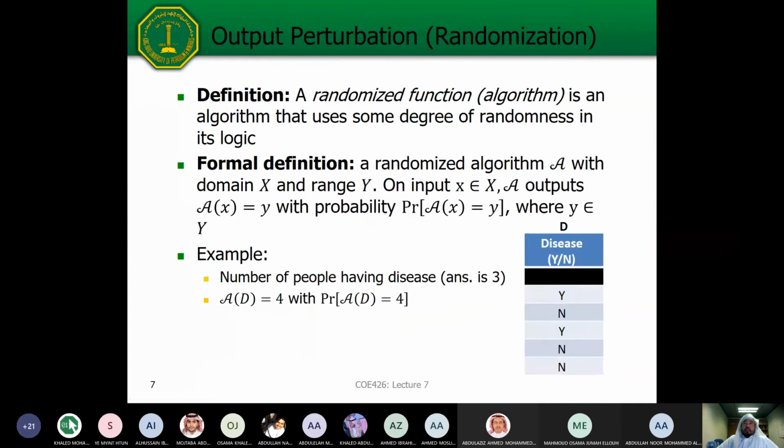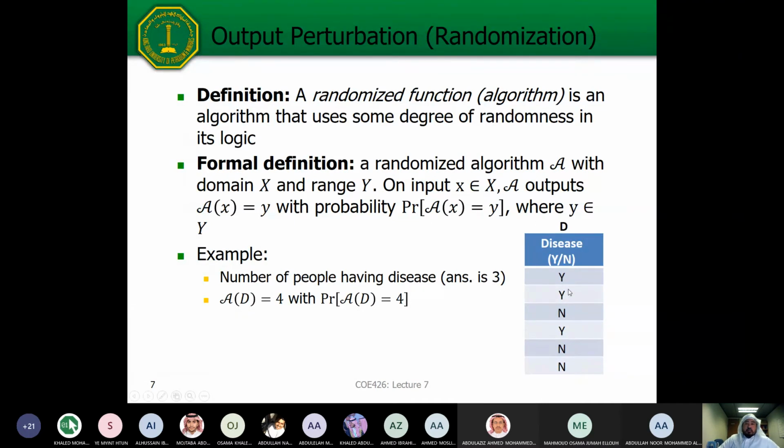I have an example here. Suppose that I have a table here. I'm not really interested in all the columns except one column, which is disease: yes or no. Now, the query is, give me the number of people having this disease. So I will give it to this randomized algorithm. Of course, what is the answer of this?